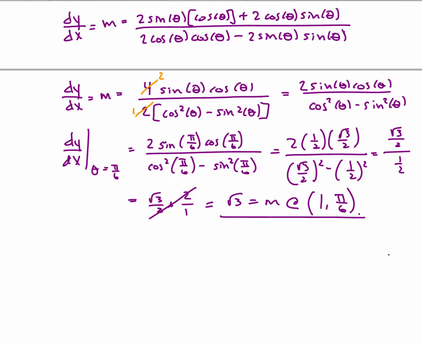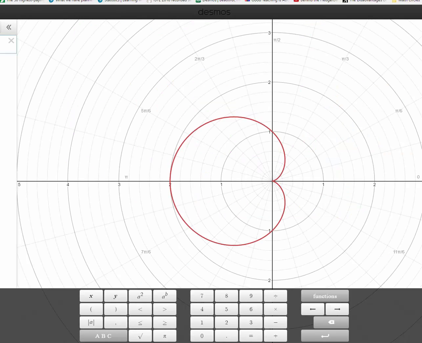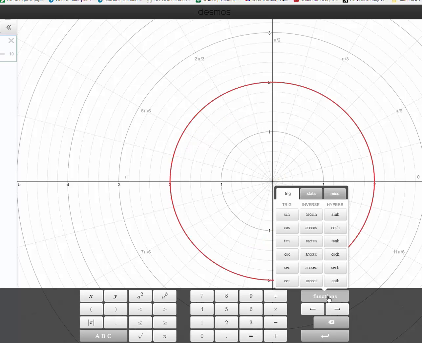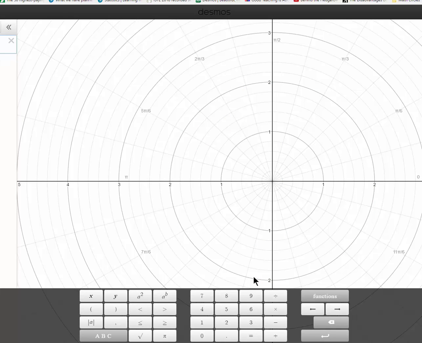Now one other thing I'd like to be able to do is to actually graph this and have a look at what's going on. So let's just go ahead and graph r equal 2 sine theta. So there would be my circle if it was just r equal 2 sine, and then of course my variable here is theta. So this is what my graph looks like. This is a circle with a center at 0, 1, and it looks like it has a radius of 1 as well.